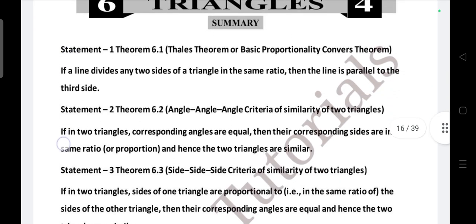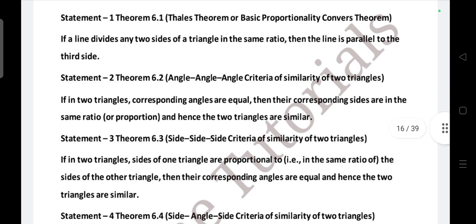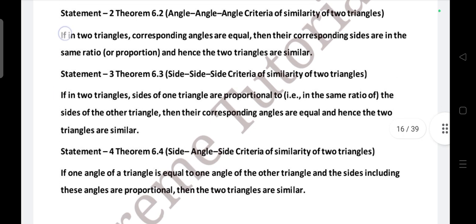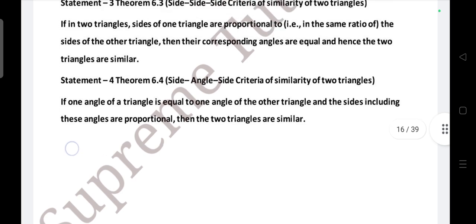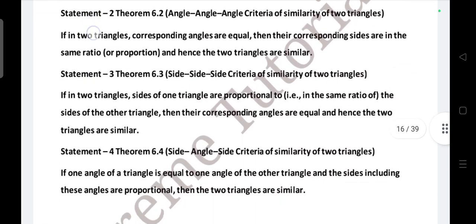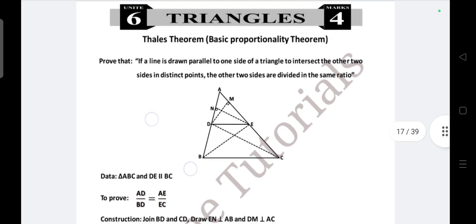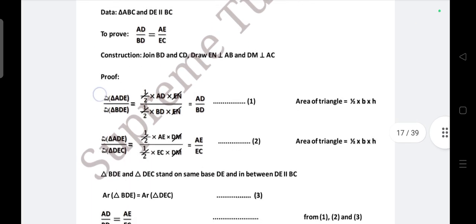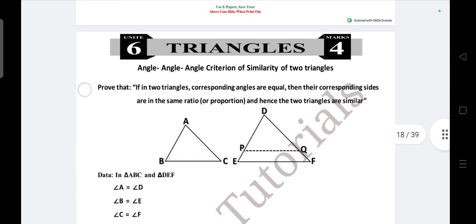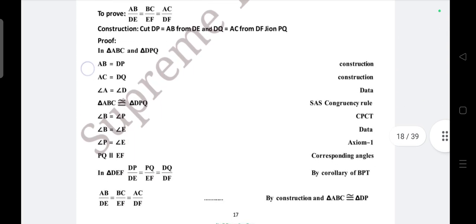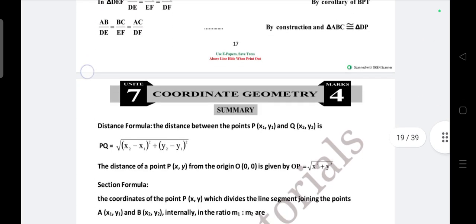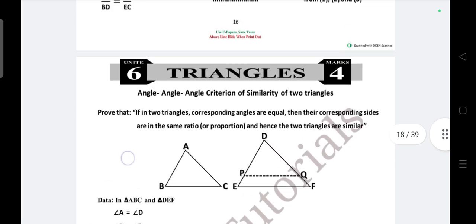Then come to the next lesson, triangles. Here you have to learn the statements, the proportionality theorems 6.1, 6.2, 6.3, 6.4. These are all the important statements and theorems. You have to learn this. This is the basic proportionality theorem. You have this in your textbook also, a very important theorem. Second theorem, chapter number 6. These two are very important, at least learn these two.